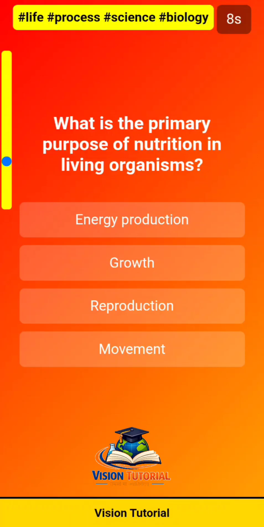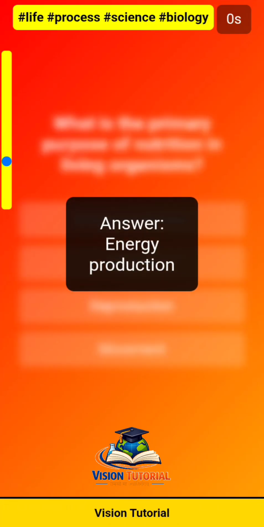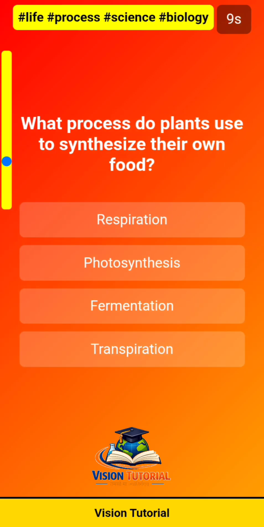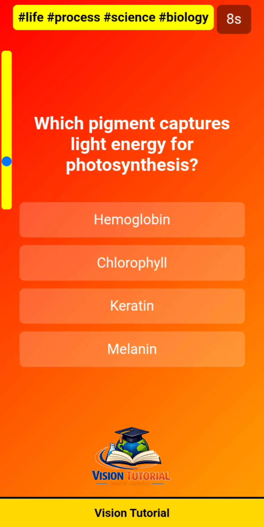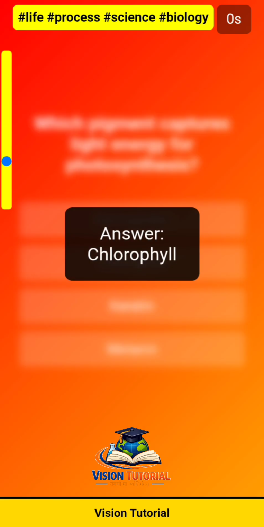The question is, what is the primary purpose of nutrition in living organisms? Answer: energy production. The question is, what process do plants use to synthesize their own food? Answer: photosynthesis. The question is, which pigment captures light energy for photosynthesis? Answer: chlorophyll.